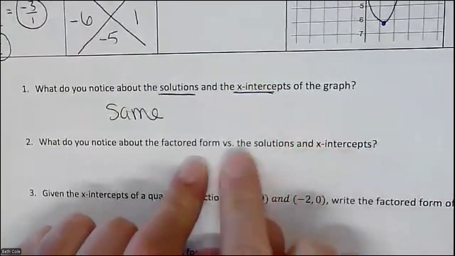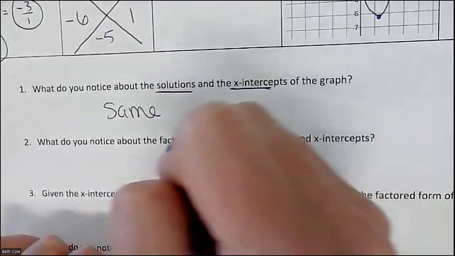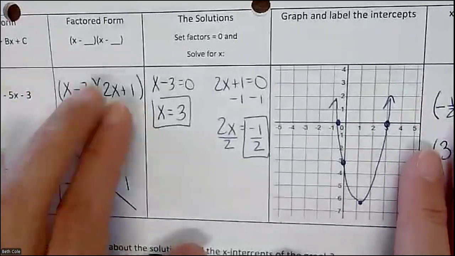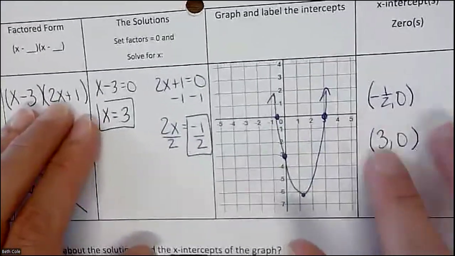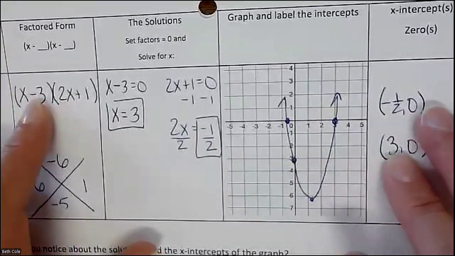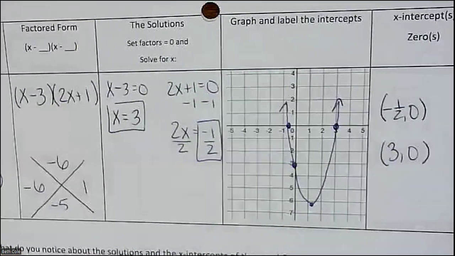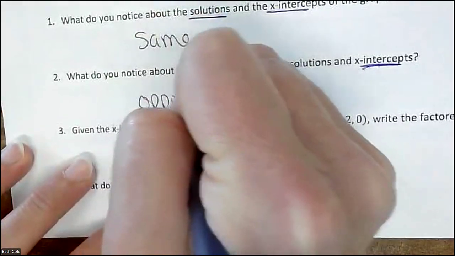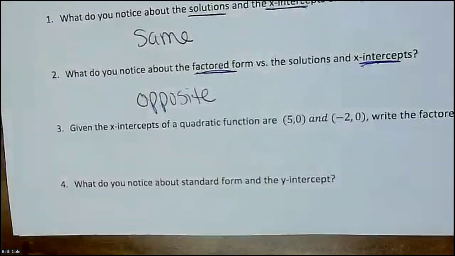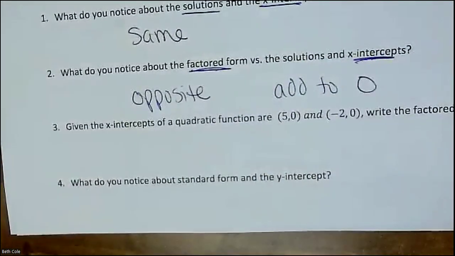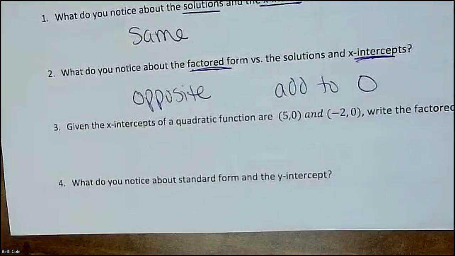All right, now what do you notice about the factors and the x-intercepts? I'm going to point to them. Look, here's your factors and here's your x-intercepts. They are opposite. Do you see that? See how they're opposite? And they add up to 0. We'll put that on there too. I was looking for same and opposite, but that makes sense. They add up to 0.